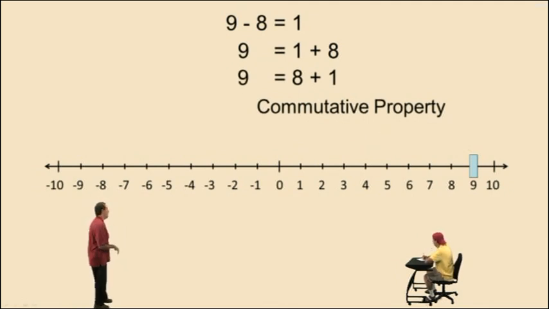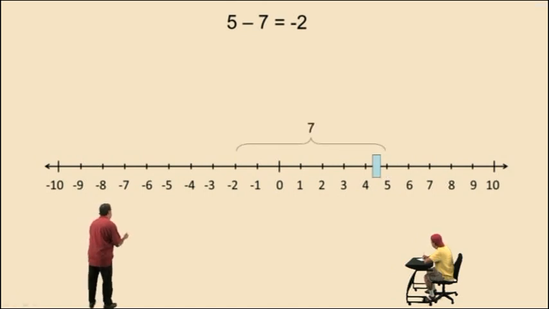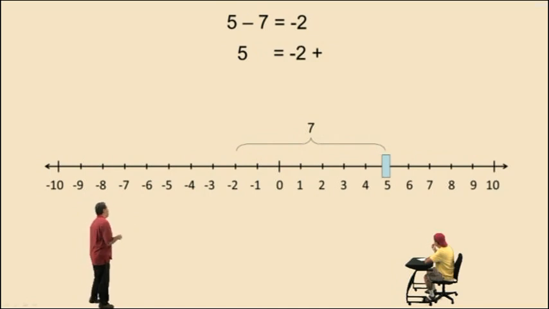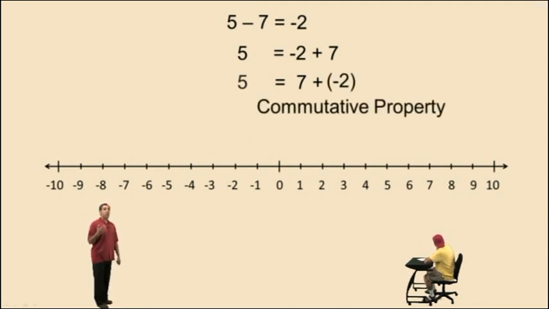Okay, now let's toss in a negative number. Here we have 5 subtract 7 equals negative 2. So let's perform the subtraction problem on the number line. 5 subtract 7 will give us negative 2. That means that negative 2 plus 7 has to equal 5. Now, by the commutative property of addition, negative 2 plus 7 has to equal 7 plus a negative 2. Those expressions both have to equal 5. And there we see it. 7 plus a negative 2 must equal 5 because it's got to satisfy the commutative property for addition.